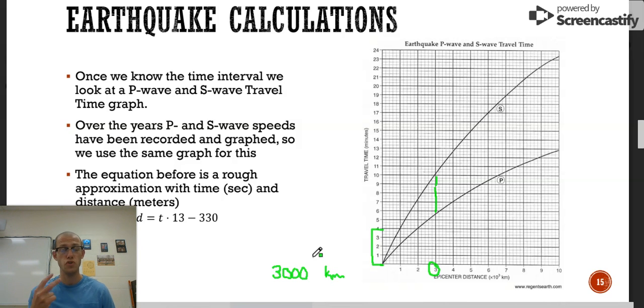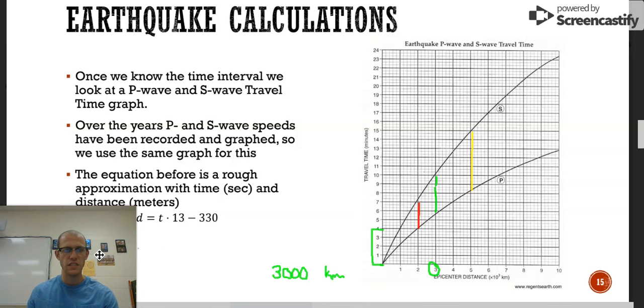But if we have two other centers that also recorded these P and S waves, they will have different distances. Maybe theirs is only 2,000 kilometers away, and a different one yet is 5,000 kilometers away. Where those three spots intersect, that is the epicenter of the earthquake, and we can find where it's at. And then we can send out alerts and things to make sure people get to safety.